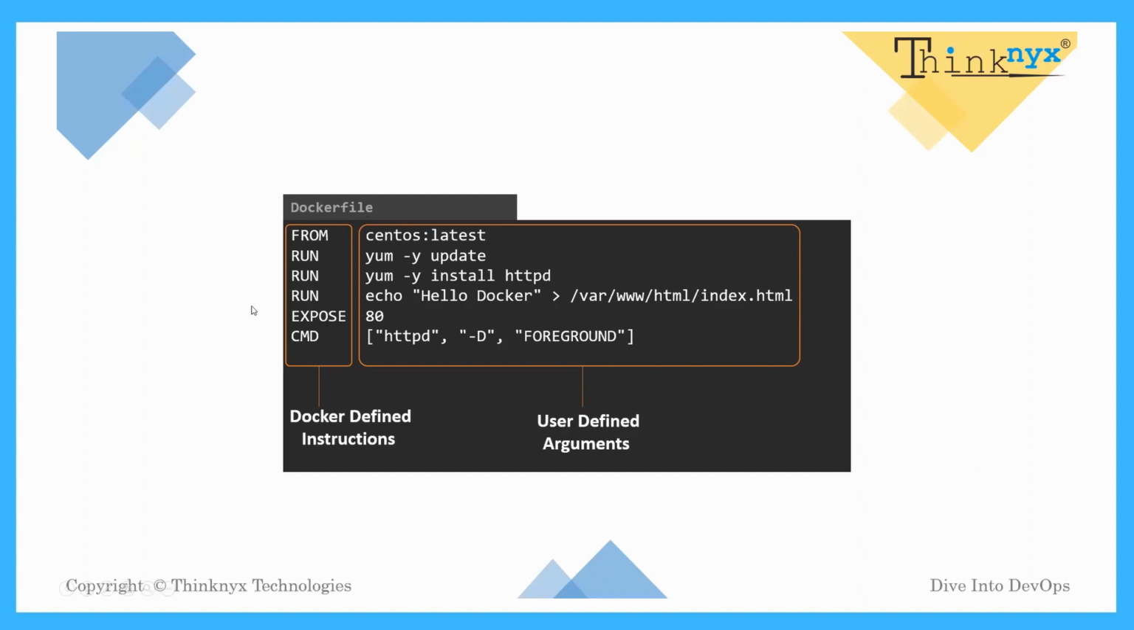Now, if you see here, this is my suitcase, right? I want to create a web server image. So what I'm doing, I want to use the CentOS latest image. This is my base operating system. Then I am installing the prerequisites. Then I am installing my application. I am putting my code over here, which is a simple hello Docker. I'm telling that this application runs on port number 80, and then I'm starting my application.